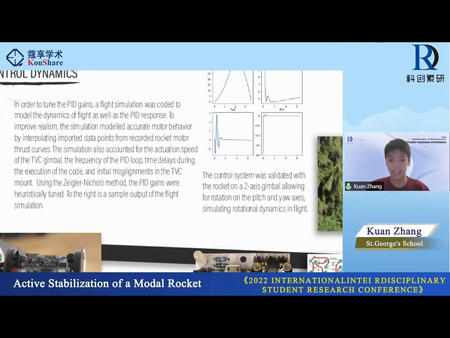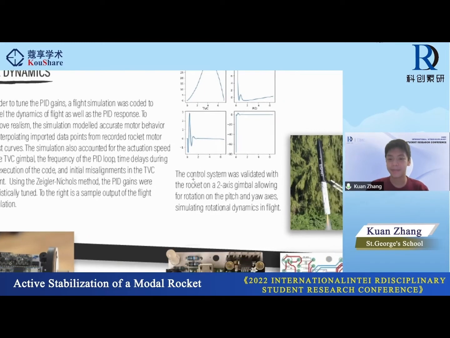So essentially, in Ziegler-Nichols, the integral and derivative responses are initialized as 0, and the proportional response is increased until the system experiences steady-state oscillation, in which case there are some formulae out there to tell you what to set your integral and derivative gains to. So to the right, that's our sample output of the simulation.